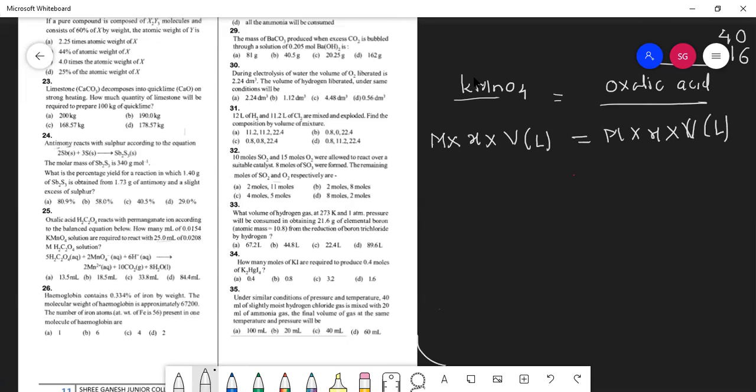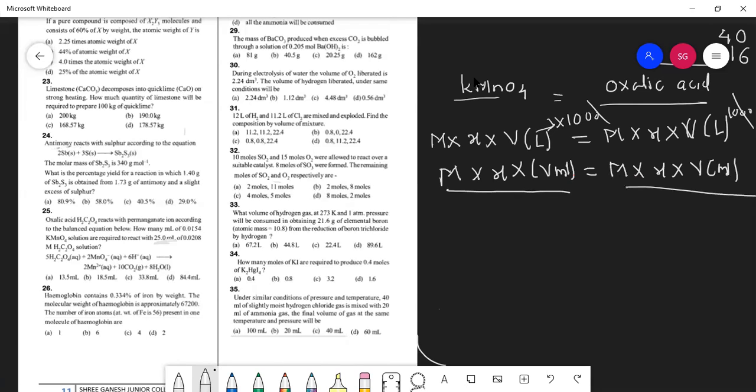Students, now volume you see it is given in ml. So can I convert this formula as M into X into V in ml is equal to M into X into V in ml? Because students, this liter if I convert into ml, I need to multiply by 1000 this side and 1000 that side. This 1000 ultimately will get cancelled. So can I use this formula, students, in ml? Yes, sir. Because if you are converting liter into ml, this side you are multiplying by 1000, that side you are multiplying by 1000, ultimately it's going to be cut.